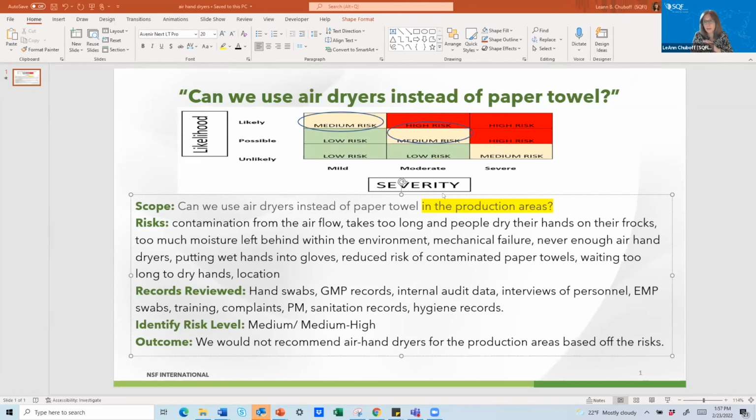But a couple of groups said there's a reduced risk of contaminated paper towels floating around the site anyway, so that could be a pro. And then waiting too long to dry your hands, and also location. Location was key when you're looking at those risks, and those are things we couldn't just assume. So we reviewed hand swabs, GMP records, internal audits. We did some interviews, EMP swabs, training, complaints, preventive maintenance, sanitation. These were some of the records. And we decided it would be a medium to medium-high risk. So our outcome, Jeff, is we would not recommend air hand dryers for the production area.